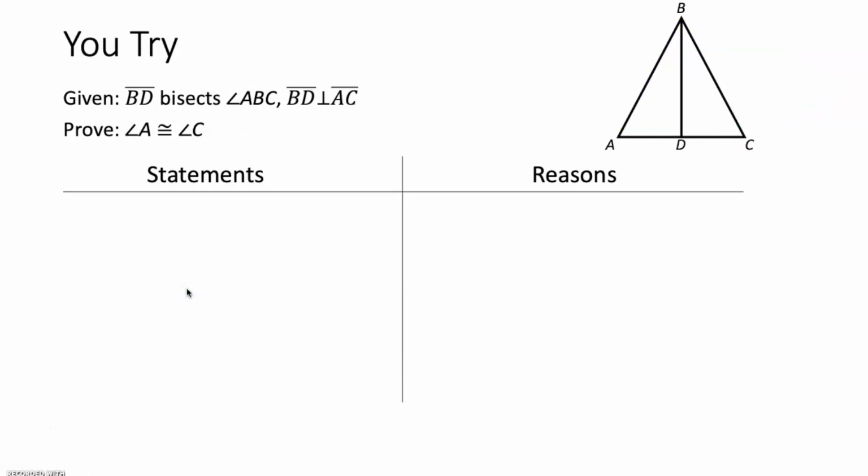Okay, we got another geometric proof. So first step in a geometric proof is to mark up the figure with the given information. So what are we given? We're given that segment BD right here bisects angle ABC.